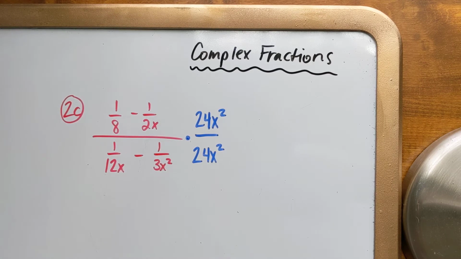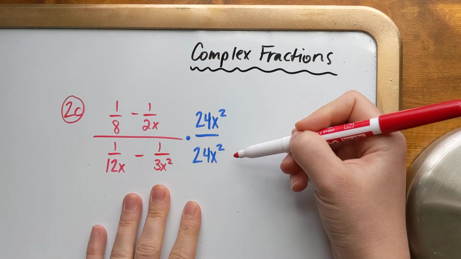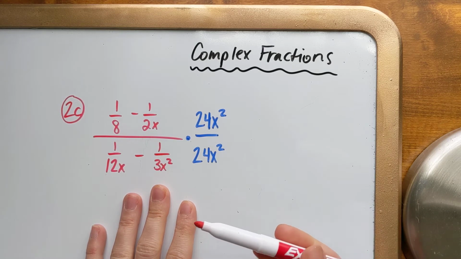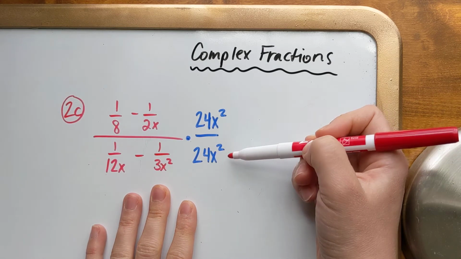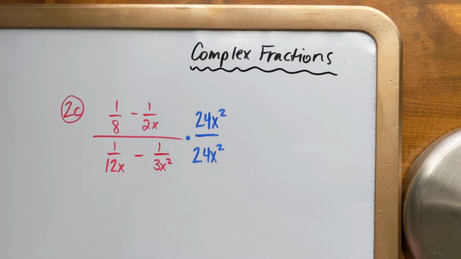So when we multiply that least common denominator all the way through, this is kind of what we're doing here. We're multiplying by 1 in a very clever way. So you know that when we multiply by 1, it doesn't change anything. So if you have 24x squared divided by itself, that is 1. So technically that's okay to do in this case.